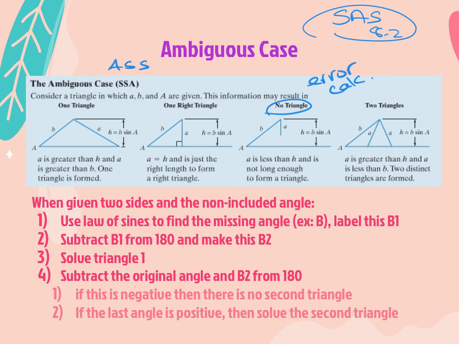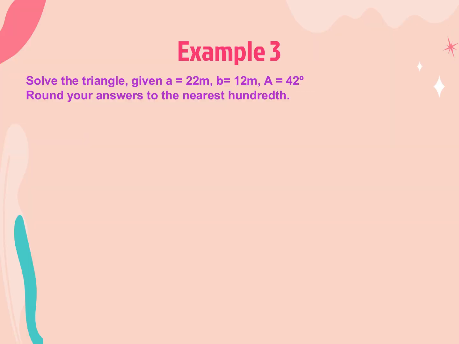So when you draw your triangle, if you see that the angle is not the included angle, then you know it could be one of these three scenarios. So let's go ahead and I'm going to do one of each. I'm going to do one where you have one triangle, one where you have no triangle, and then the third scenario when you have two triangles. So let's try the first example.